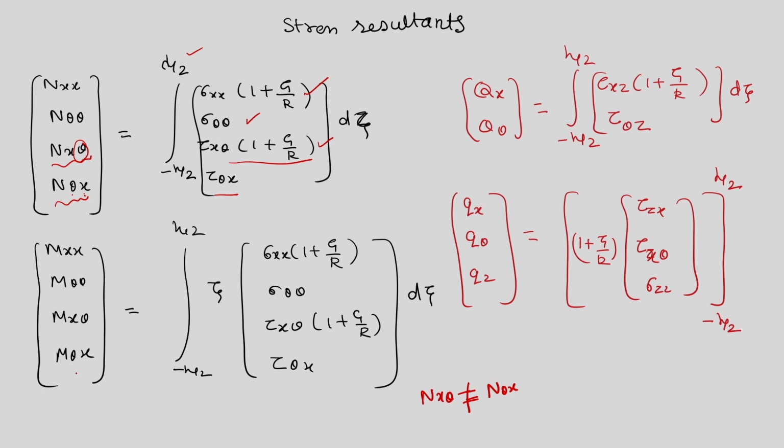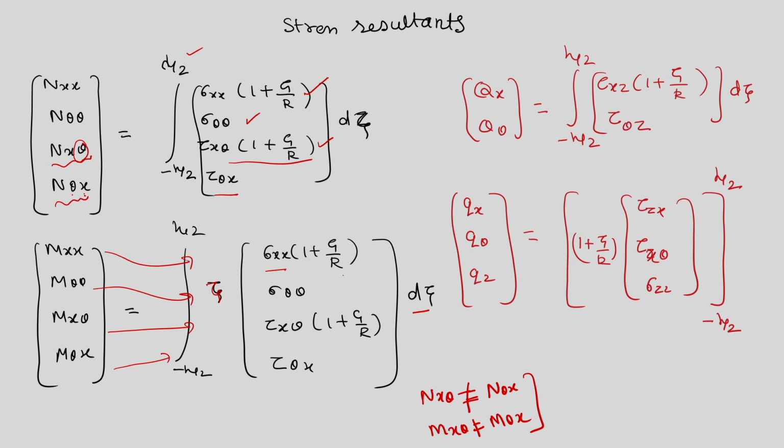Similarly, defining the moment resultants, Mxx, M theta theta, Mx theta, M theta x. Here, multiplying with zeta, sigma xx times 1 plus zeta by R into d zeta is the definition of Mxx. Then the definition of M theta theta will be zeta times sigma theta theta into d zeta, and similarly Mx theta and M theta x. Here again, Mx theta is not equal to M theta x.